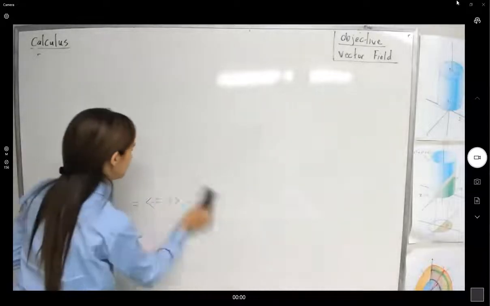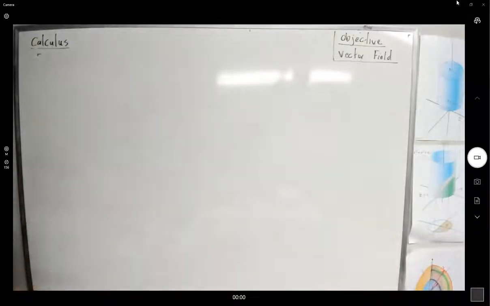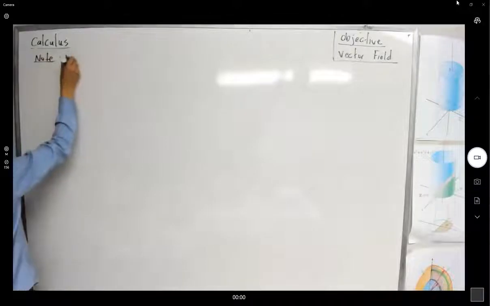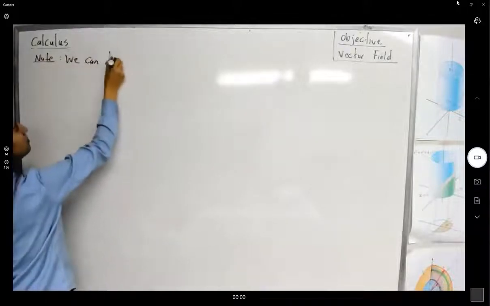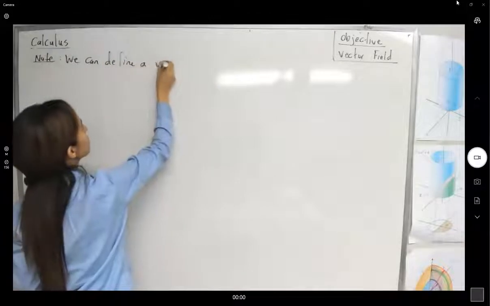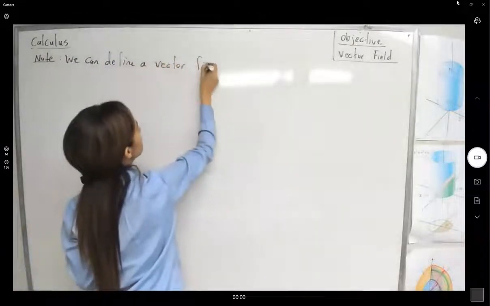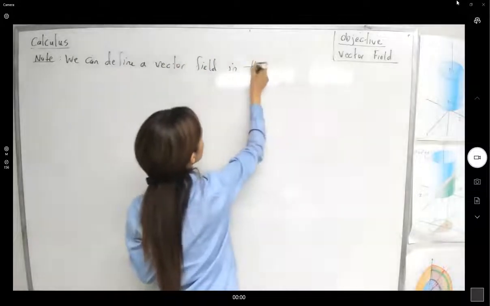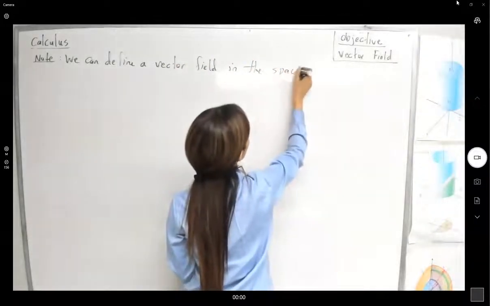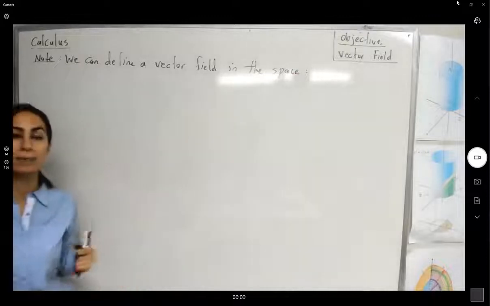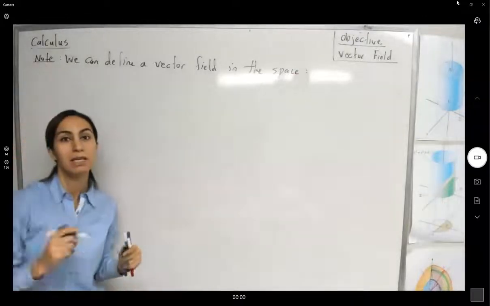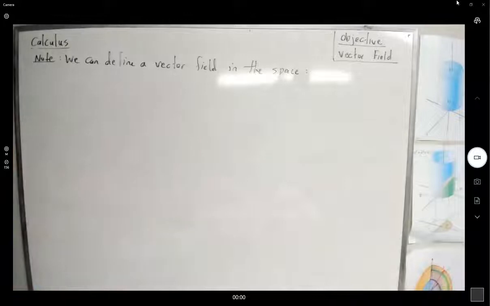Very well. Note that we can define a vector field or vector function in the space. So when you define a vector field or vector function in the space, it means that it needs to have three components. Well, so suppose we define our vector field in the space this way.